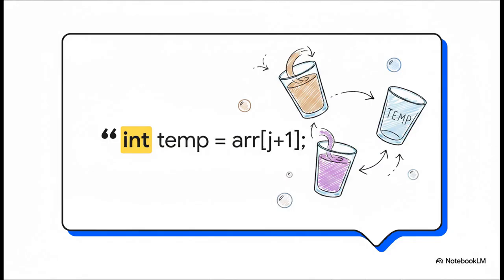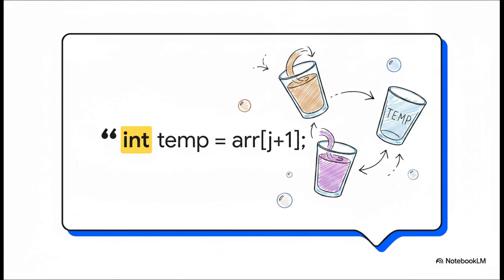Because here's the thing, if you don't do this carefully in C++, you risk completely overwriting data and permanently losing elements from your array. Nobody wants that. So, to prevent data loss, we need this critical line of code. Int temp equals r[j+1]. We essentially have to create a temporary holding space in the computer's memory.